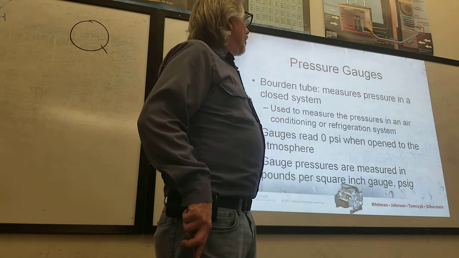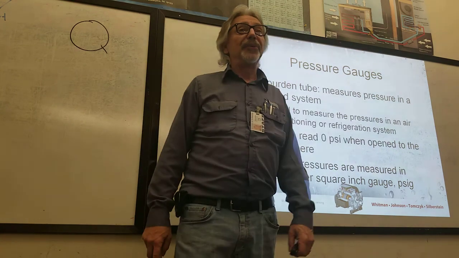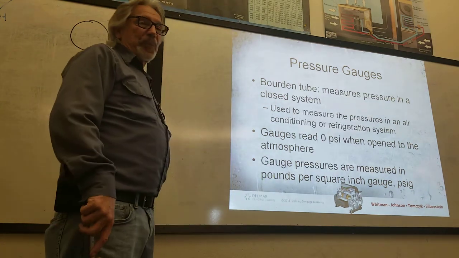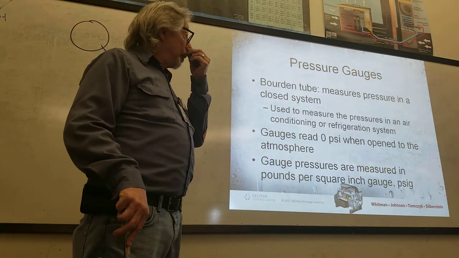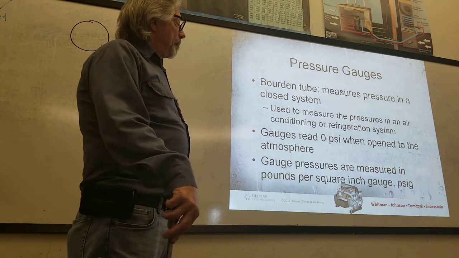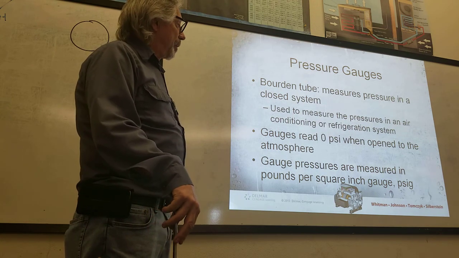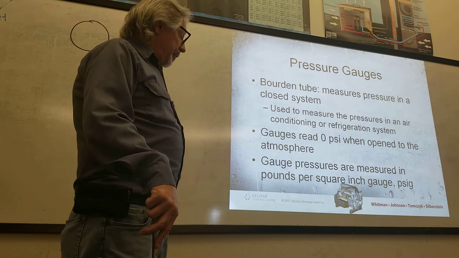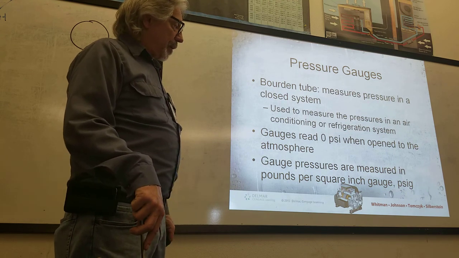Okay, so what do we got here? Oh, yeah, good one. Pressure gauges. A Bourdon tube measures pressure in a closed system. Used to measure the pressure in an air conditioning or refrigeration system. Gauges read 0 PSI when open to the atmosphere. Gauge pressures are measured in pounds per square inch.